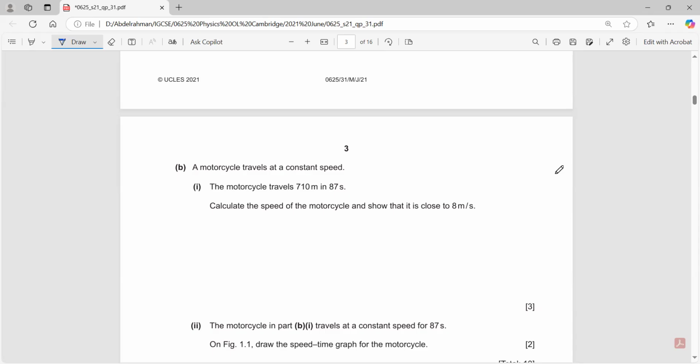Average speed equals distance over time, which is 710 over 87. Using your calculator, 710 divided by 87 is 8.16. 8.16 meters per second is definitely very close to 8 meters per second.